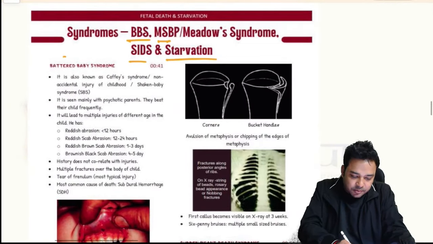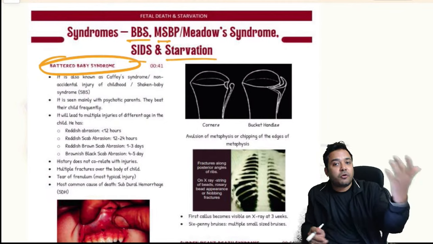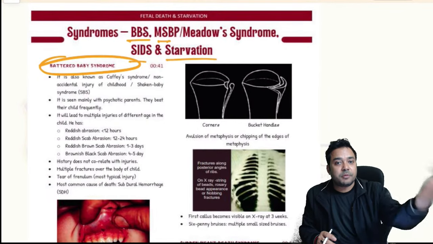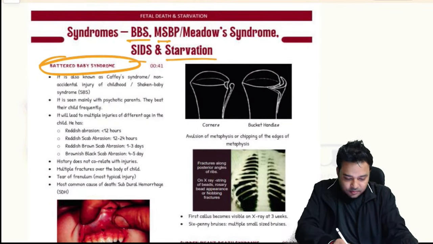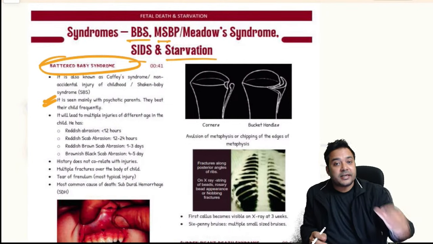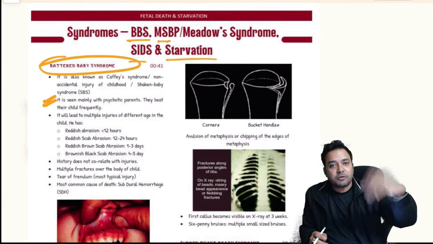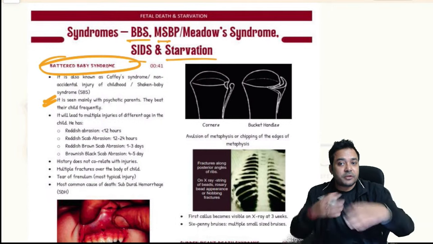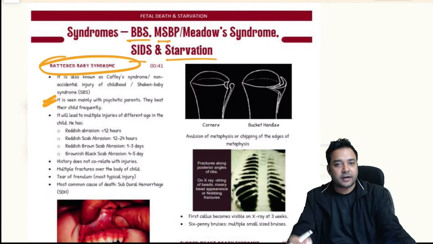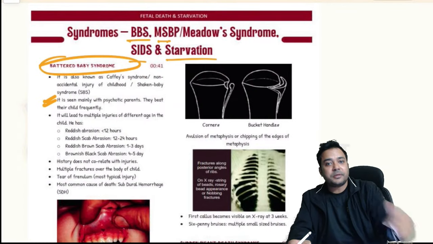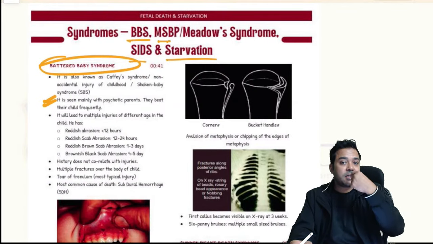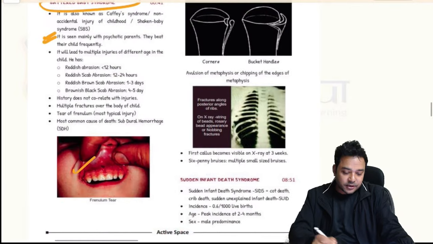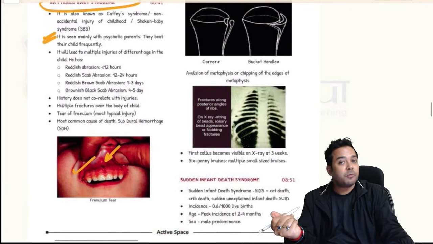So yes, battered baby syndrome is also called CAFI syndrome or non-accidental injury of childhood or shaken baby syndrome, where the psychotic parents beat their own child on a regular basis. So they create injuries in the form of abrasions and bruises of different age. That becomes one of the diagnostic features. And what is the most typical injury in battered baby syndrome? Tear of frenulum of lips, like over here.